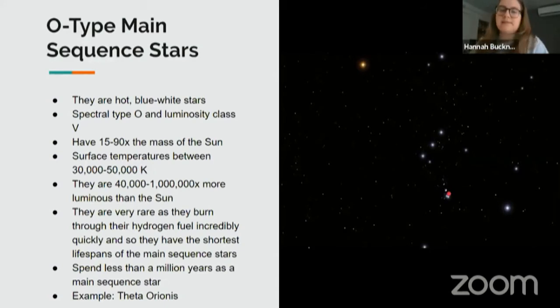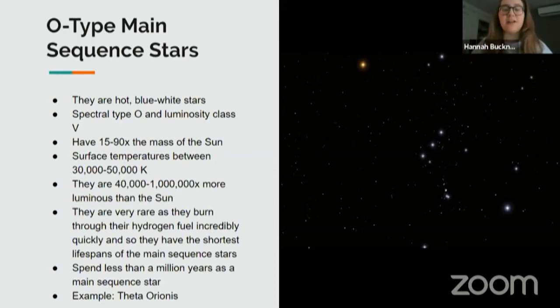So what that tells us is that it's going to be bright, white, and blue, and it's going to be very hot. We know that because it's an O-type star and it has a luminosity class. We measure brightness in classes, and it's an O-type B. A star that's an O-type will have a mass that is 15 to 90 times greater than the sun. So it's very heavy. It's got a very intense amount of gravity. Like I said, it's very hot, between 30 and 50,000 Kelvin.